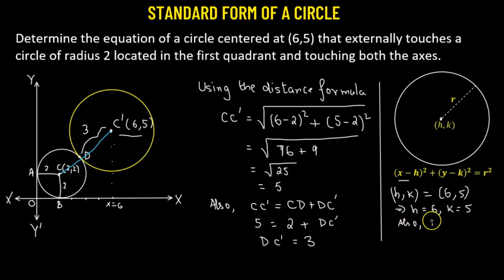Also, we have found out the radius of the circle just now. So the radius is going to be 3 units. All we have to do now is substitute the values of h, k, and r, and we will get the final equation, which is (x minus 6) whole squared plus (y minus 5) whole squared equals the square of the radius, 3 squared. That's going to be equal to 9. Now that means the equation of the yellow circle comes out to be (x minus 6) whole squared plus (y minus 5) whole squared equals 9, with the condition that it has the center at (6, 5) and it touches the smaller circle of radius 2, which is touching both the two axes.